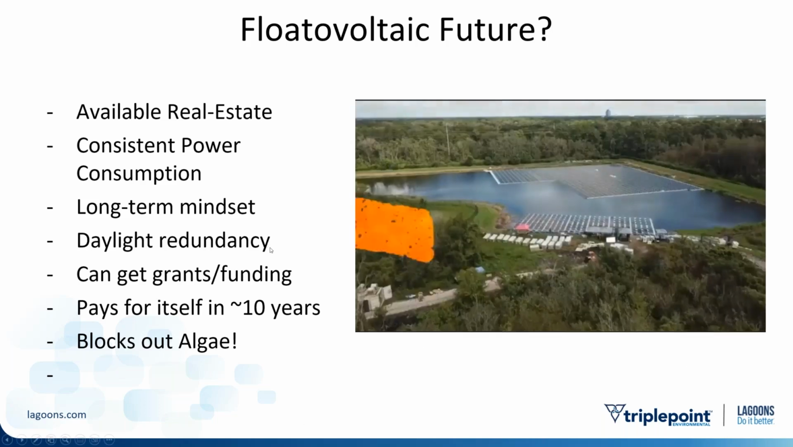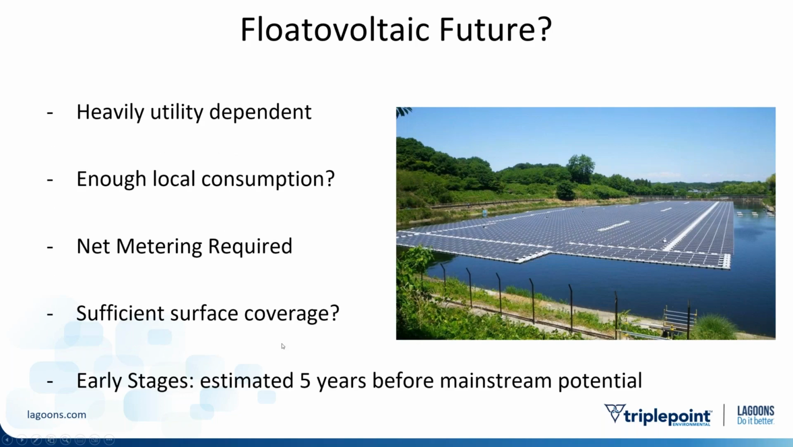So considerations that we're learning about this is that it's very dependent on the different utilities. Some utilities will not allow municipalities or independent contractors to do this. The other question is, is there enough local consumption? The power that's generated needs to be used nearby based on how most of these utilities operate. So if a lagoon system only has a 10 horsepower blower, putting a couple solar panels out there is probably not going to be a good idea. You need a kind of a critical mass, a larger plant for this to make sense.